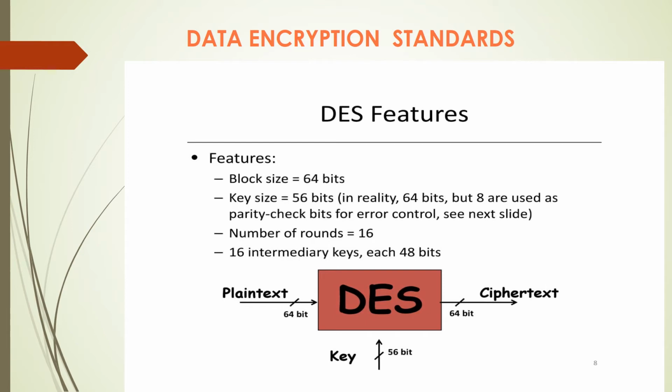In DES, it uses a 64-bit key. 56 bits are used as the true key and 8 bits are used for parity.